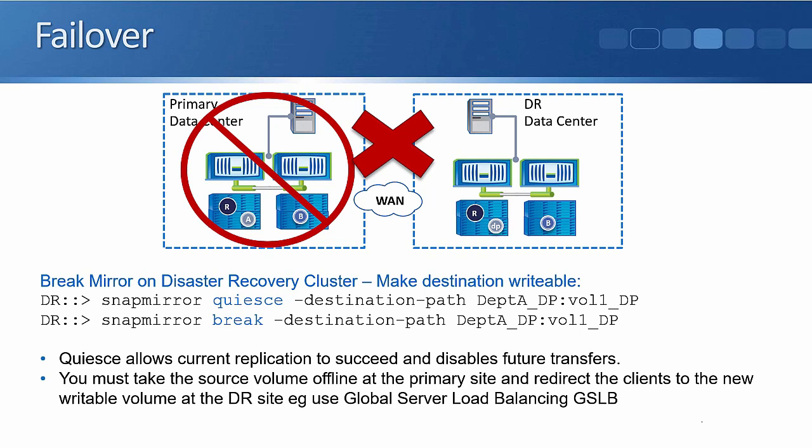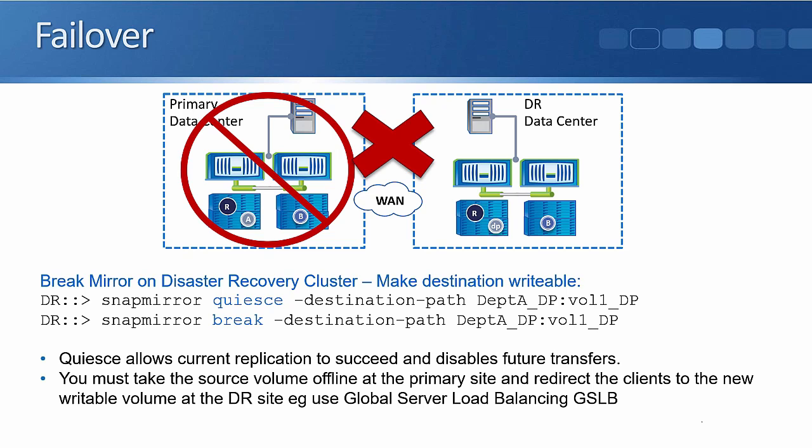Okay, so at this point, we've got our SnapMirror relationship set up and we are replicating data based on our schedule. Let's say that after we've done this, we do actually have a disaster. We lose the primary data center and we want to fail over to the DR site. To do that, again, all the commands are always done on the destination side. So in the DR site, the first command we put in is SnapMirror quiesce and then specify the destination path. What the quiesce does is if there's a replication that is currently running, it will allow that to complete, but it disables any future transfers.